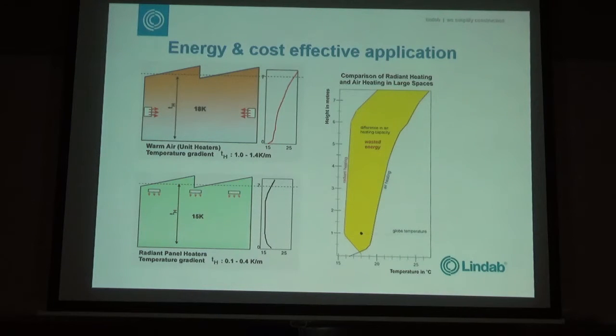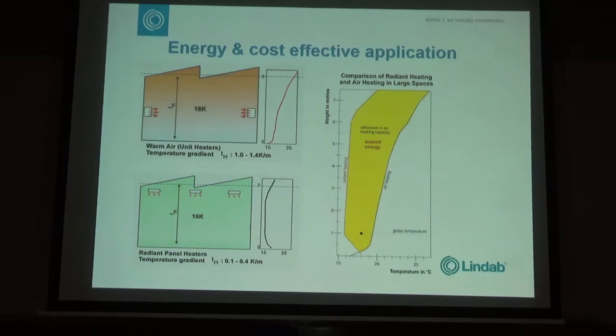From the temperature gradient there, to get the occupied zone to 18 degrees, it means that the air in the roof is in excess of 25 degrees. So that's what this gradient's showing there, thank you Kurt. And it's also telling me that the temperature gradient is between 1 and 1.4 degrees per metre, so over 7 metres, that could be anything between 7 to 8.4 degrees temperature difference.